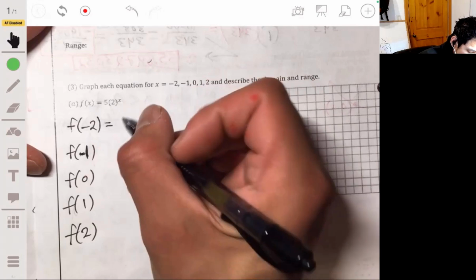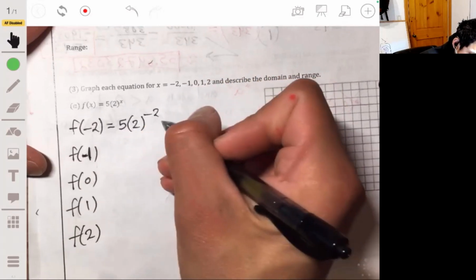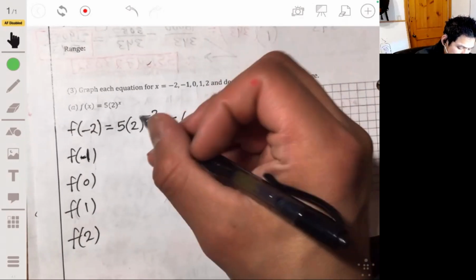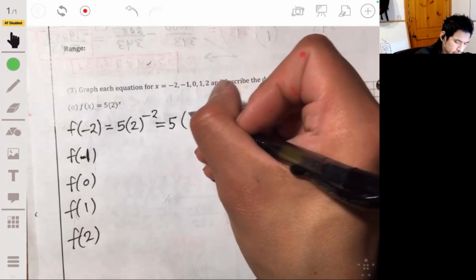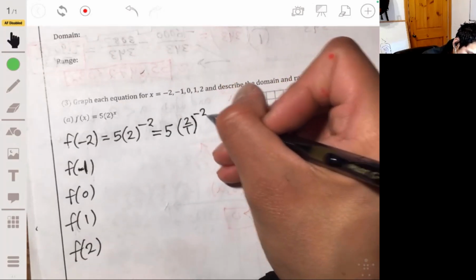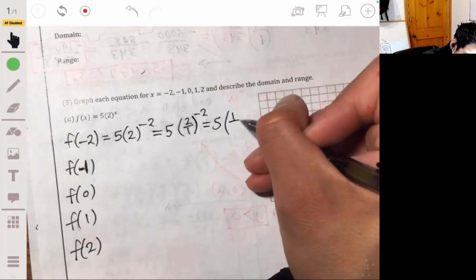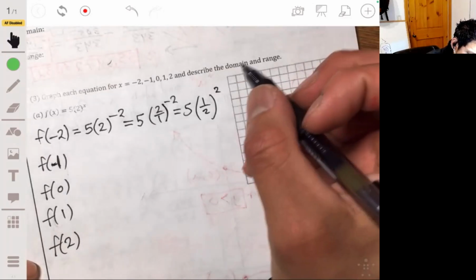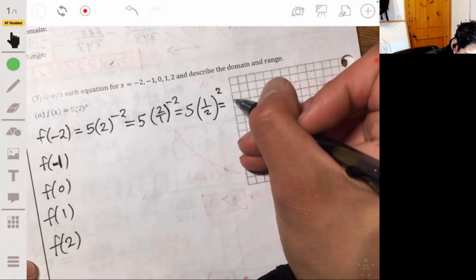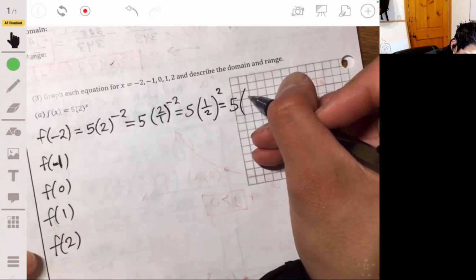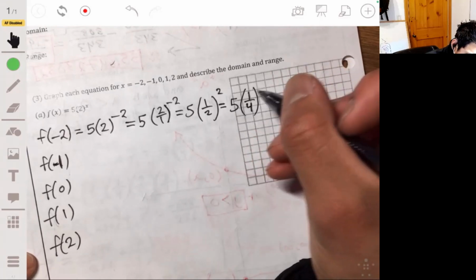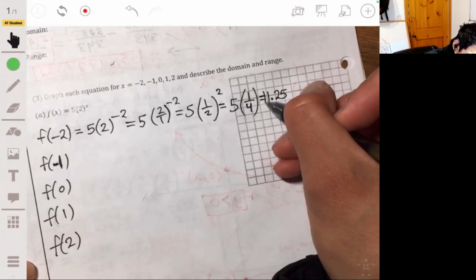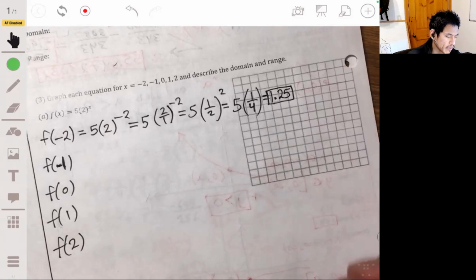Anyways, we just plug -2 in there. So we have 5 times 2 to the -2. I'm going to go a little faster than before, but this is the same as 5 times (2/1) to the -2. To make it positive, we flip that fraction and make it 5 times (1/2) to the +2, which gives us 5 times 1/2 times 1/2, or 5 times 1/4, which is 5/4, or 1.25 for the first point.